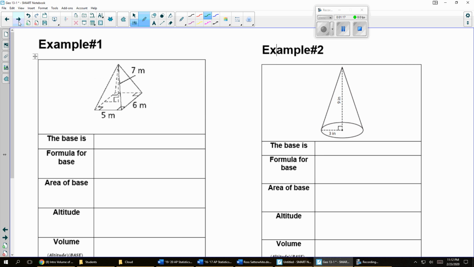Here's example 1. The base here is a rectangle. So the formula for the area of the base is base times height. In this case, the area of the base is 5 times 6, which is 30. Now the altitude is this distance that goes straight down perpendicular to the base. So the altitude is 7.